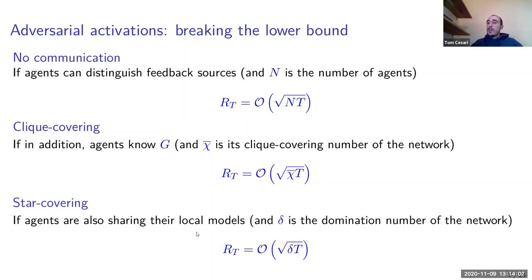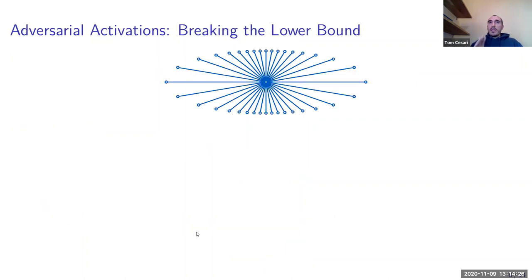if you allow agents to share the local model also. Like in this case, I will tell you first the result, and then in the next picture I will show why this works. I will give you a pictorial proof by picture of why this works. And in this case, you can scale with the so-called domination number that you can think of as the smallest number of stars that you need to cover a graph. So let me just give you a picture of the three cases before, just to give you some high level intuition of how things work.